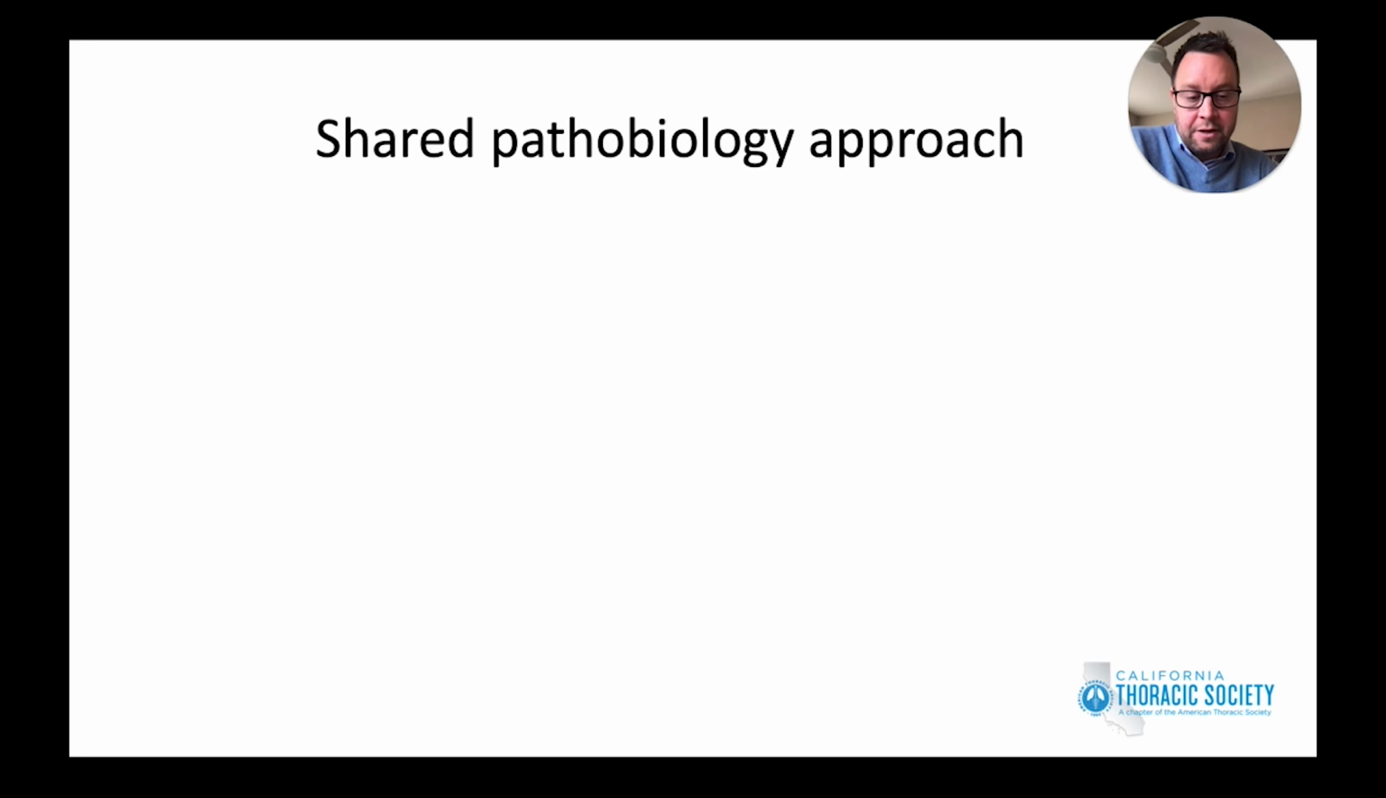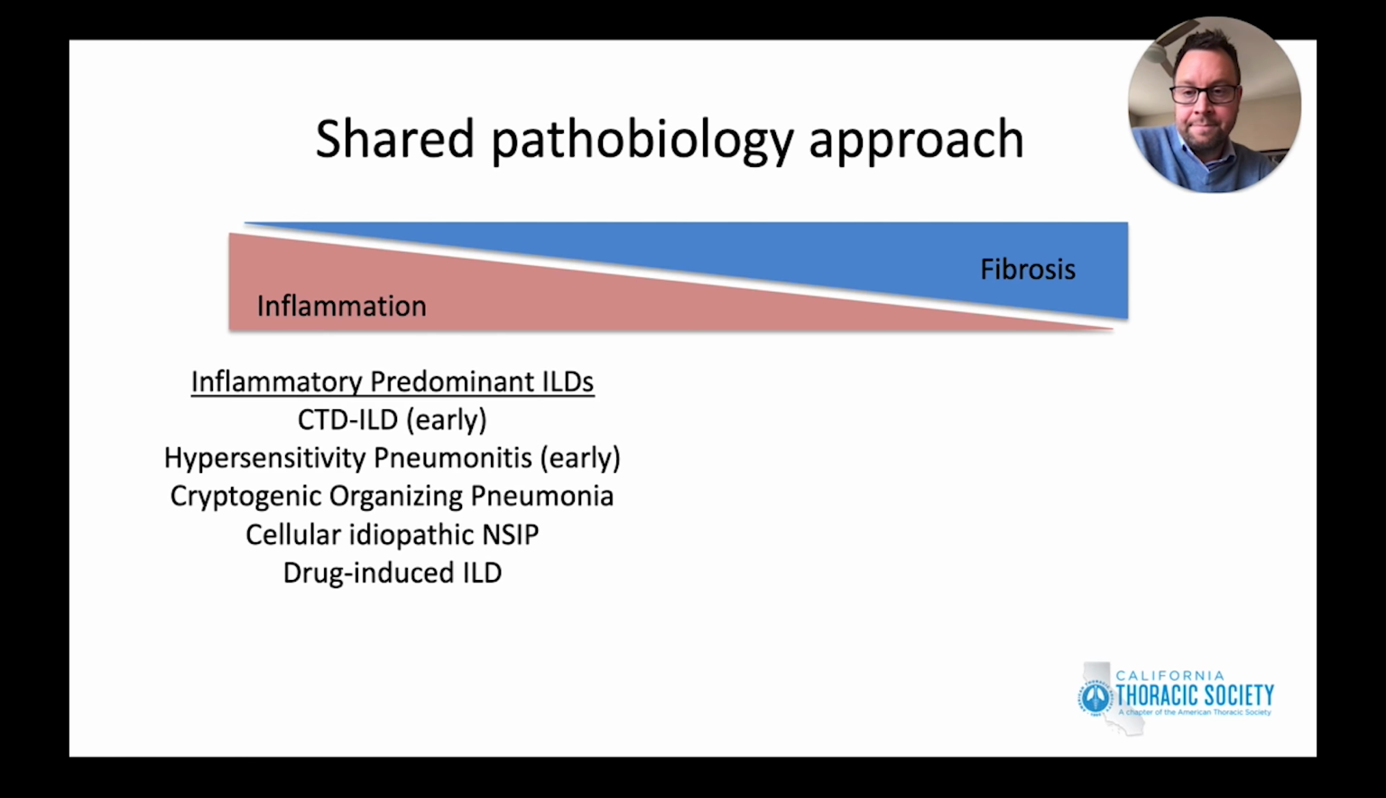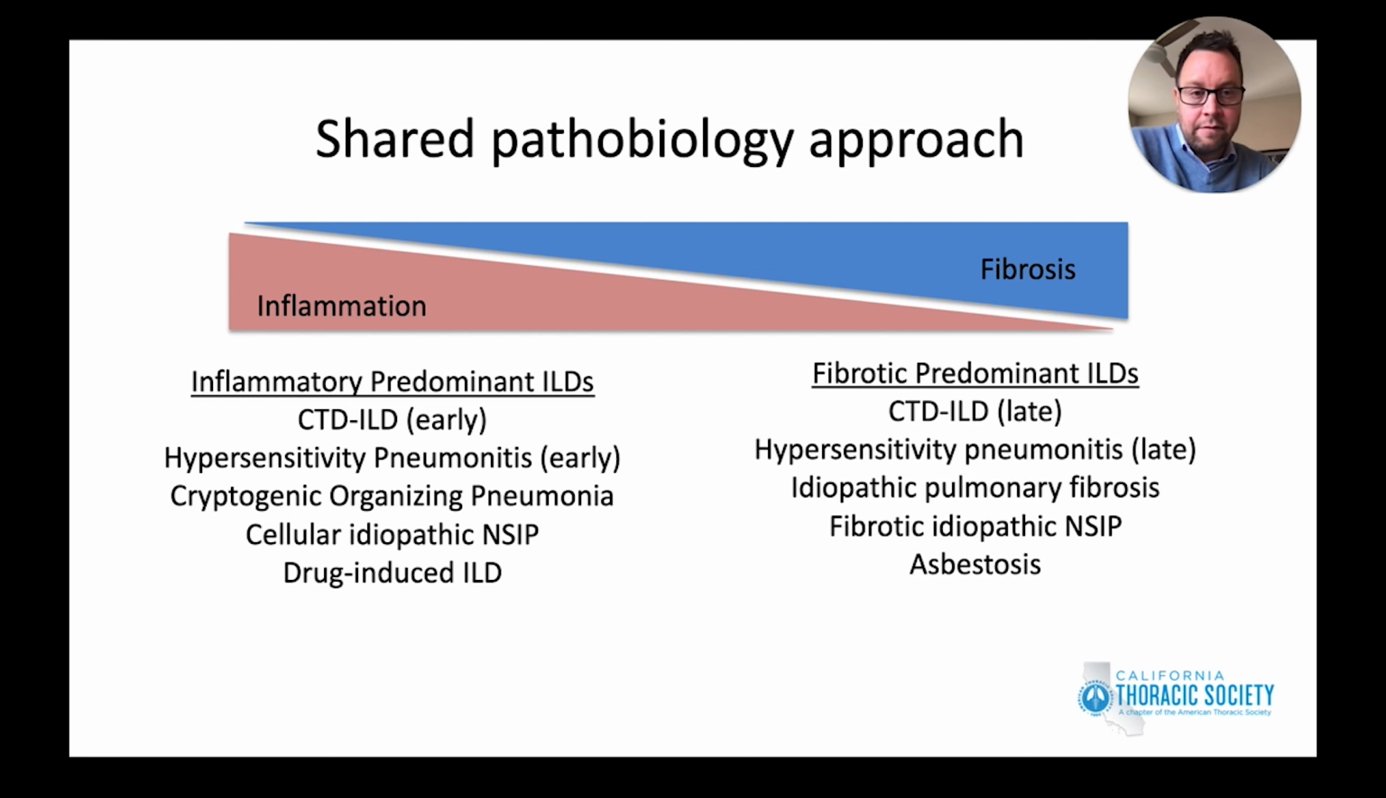So now the shared pathobiology approach, which is viewing ILD through a spectrum of overlapping inflammation and fibrosis, with some disease being predominantly fibrotic, some being predominantly inflammatory. On the inflammatory side, we see early interstitial lung disease due to connective tissue disease. We see early hypersensitivity pneumonitis, cryptogenic organizing pneumonia, cellular idiopathic NSIP, and drug-induced ILD. On the fibrotic side, we see later manifestations of connective tissue disease, later manifestations of hypersensitivity pneumonitis, as well as idiopathic pulmonary fibrosis, fibrotic idiopathic NSIP, and asbestosis.